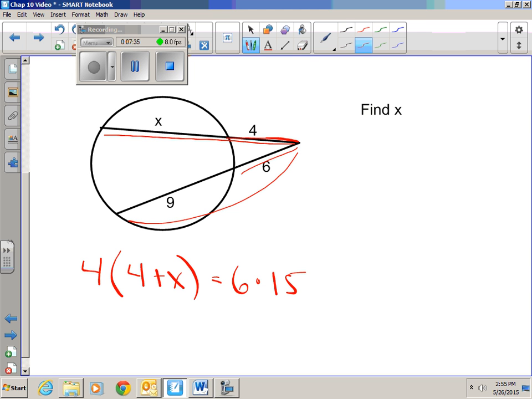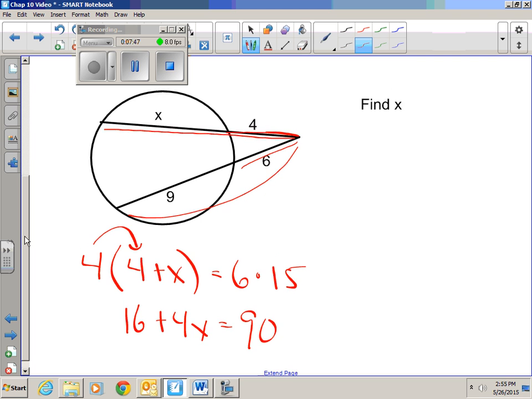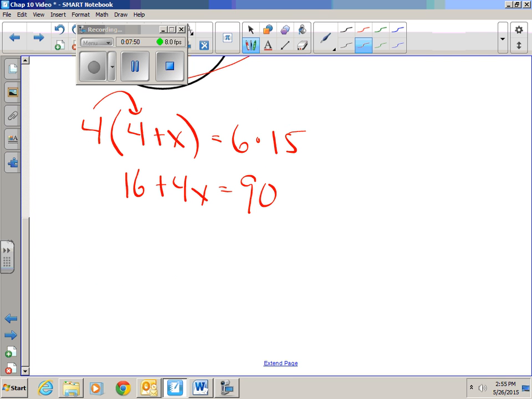Now we're just going to solve for x. 4 times 4 I'm going to distribute is 16 plus 4x is equal to 6 times 15. Don't tell me that's going to be 90. Give myself a little bit of room here. 4x, I'm going to subtract the 16 from both sides. This would be 74. Divide by 4. Divide by 4. And half of 74 is 37. Half of 37 is 18.5. X is going to equal 18.5.